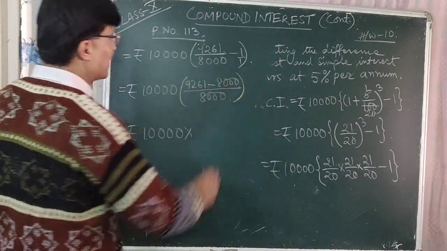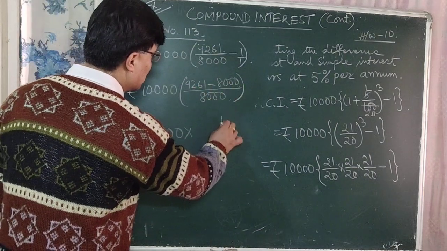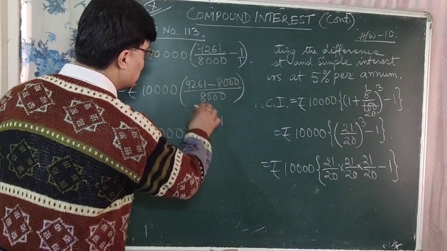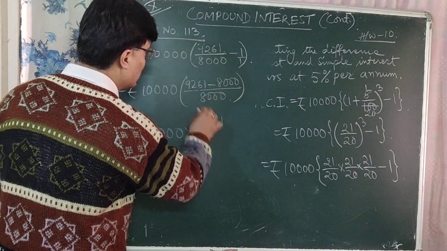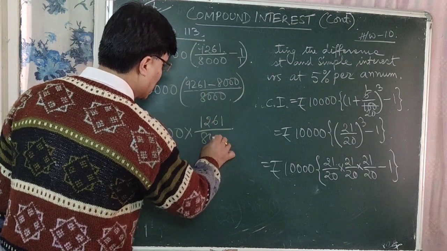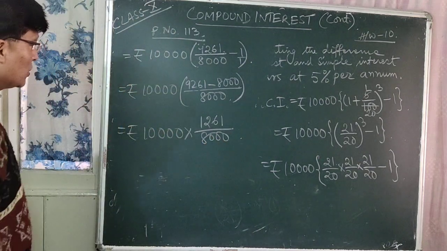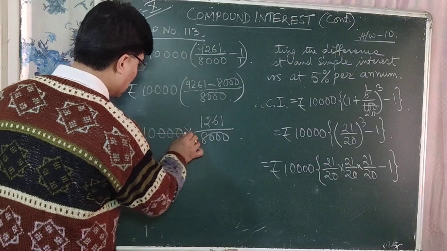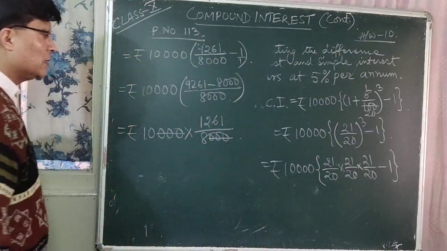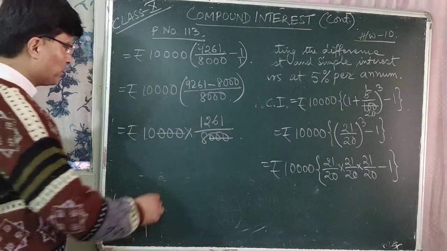Now subtract 8,000 from 9261. What do we get? 1 minus 0 is 1, 6 minus 0 is 6, 2 minus 0 is 2, 9 minus 8 is 1, divided by 8,000. So now you can cancel here. These 3 zeros get cancelled.